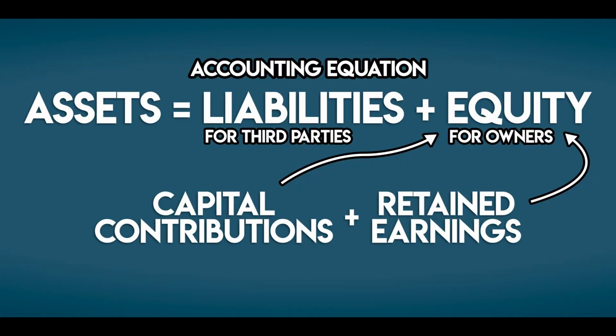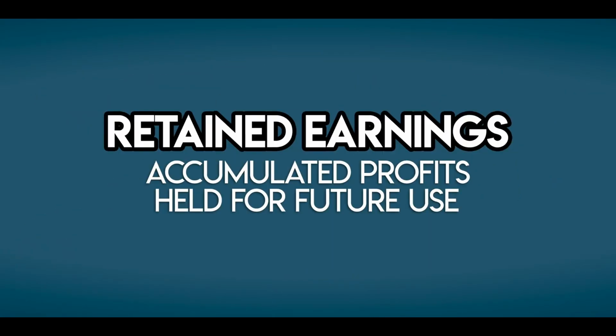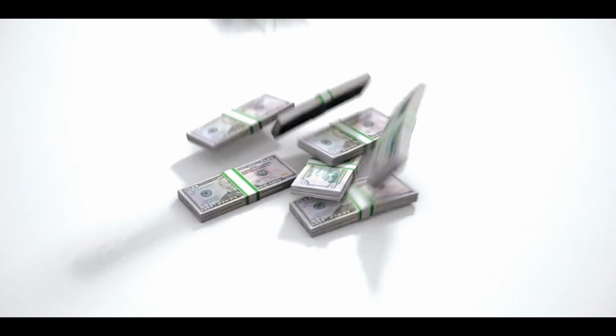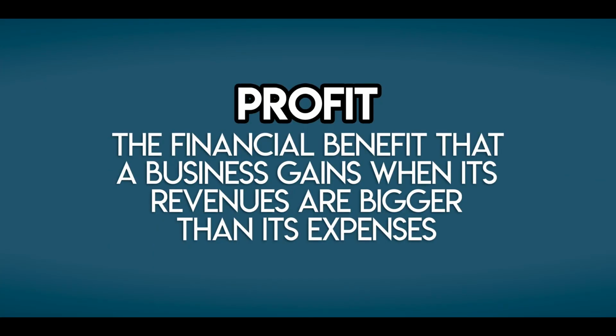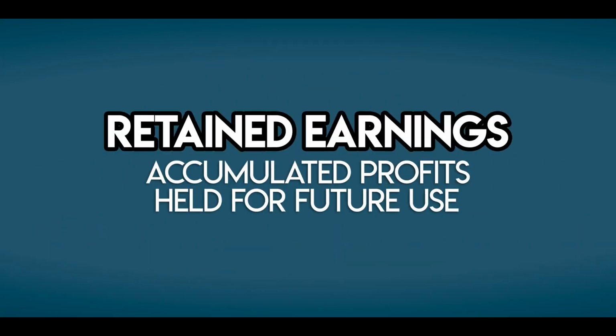Okay, so what's the deal with retained earnings then? These are the business's accumulated profits that it's holding on to for the future. And this doesn't mean a huge pile of cash that just keeps on getting bigger and bigger. Cash and profit are two very different things. Profit is the financial benefit that a business gains when its revenues are bigger than its expenses. And a business's accumulated profits held for future use is called its retained earnings.